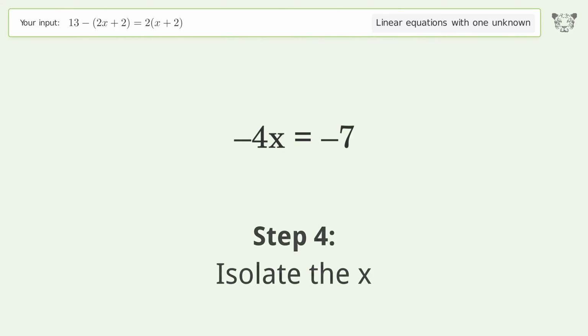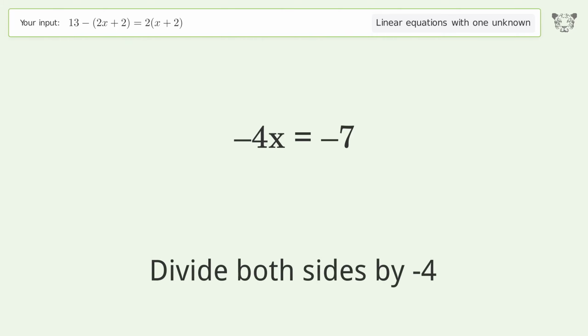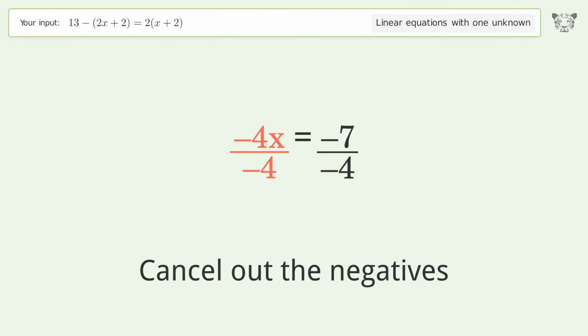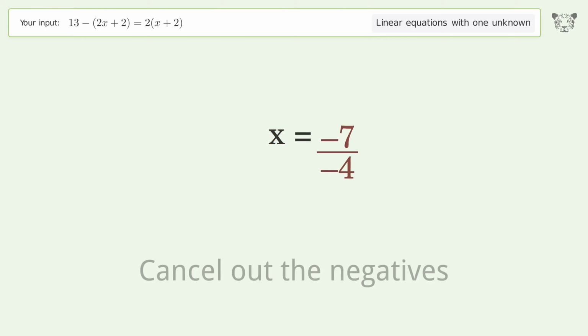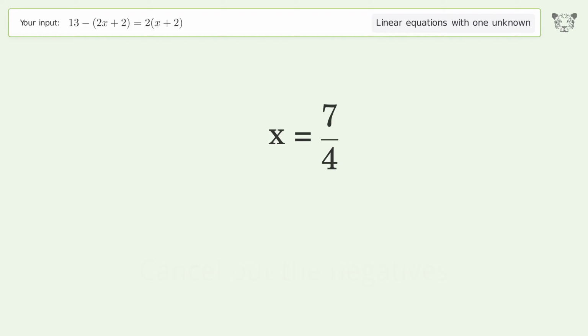Isolate the x. Divide both sides by -4. Cancel out the negatives. Simplify the fraction. Cancel out the negatives. And so the final result is x equals 7/4.